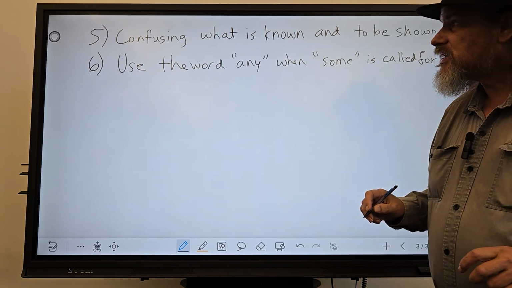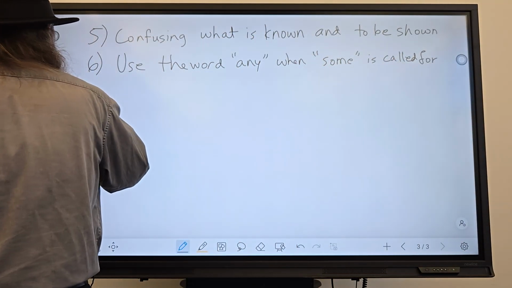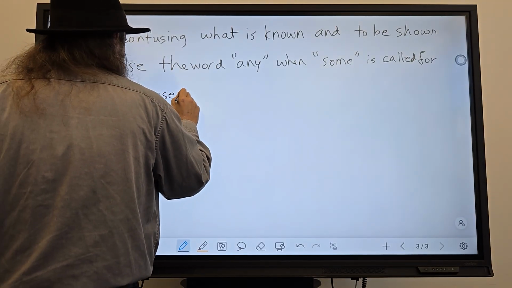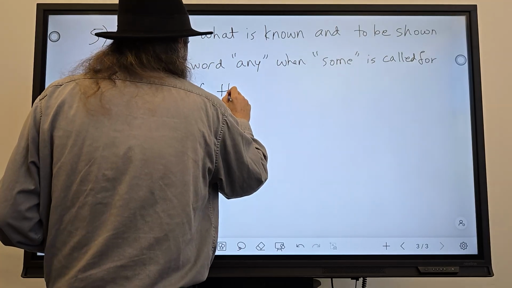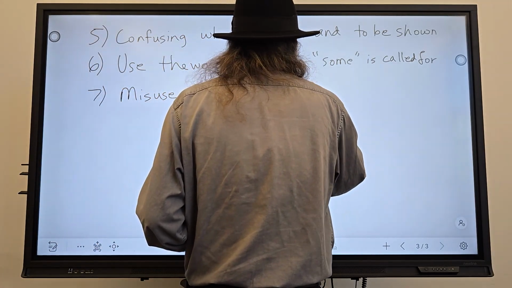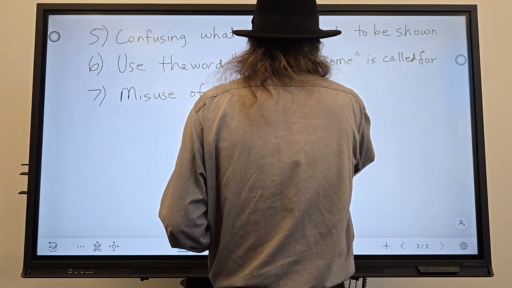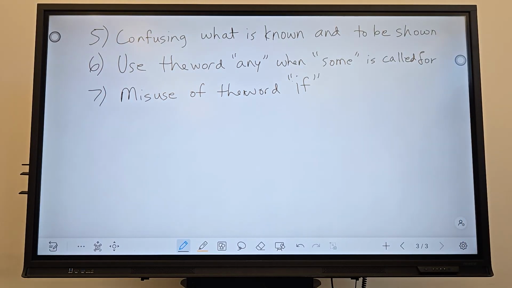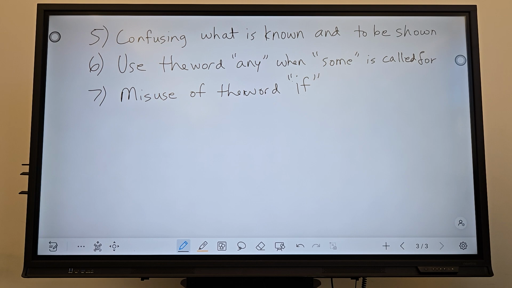Another common mistake: misuse of the word if. This is not serious in itself, but it reflects imprecise thinking that sometimes leads to problems later in a proof. This error involves using the word if when the word because is really meant.